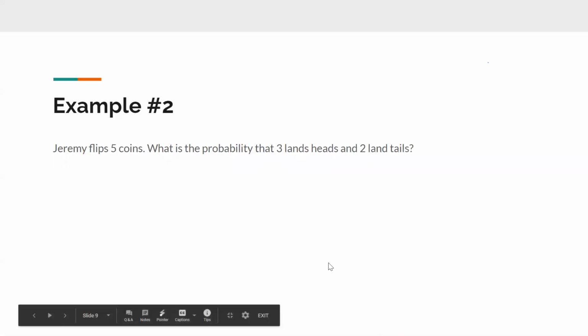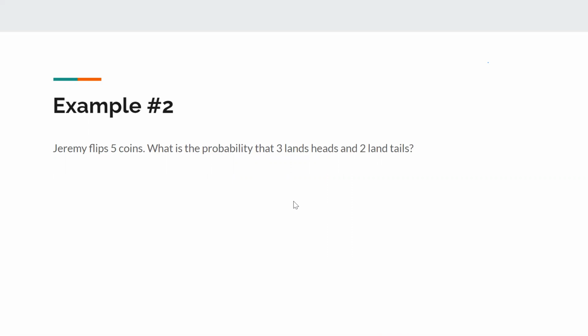This is where we're probably gonna start using combinatorics. So Jeremy flips 5 coins. It's the same scenario, except he wants 3 heads and 2 tails. This would be a little more difficult, and here's why: we have to calculate 2 different scenarios, but if you're doing this efficiently, then we're only calculating 1 scenario, all right?